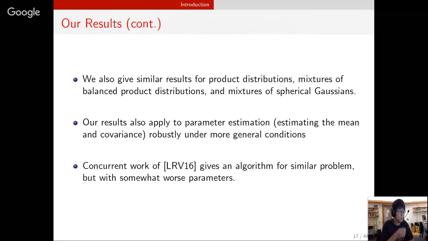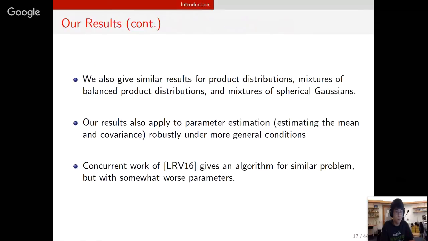Okay. And finally, I want to mention a concurrent work of Lai, Rao, and Vempala, which also appeared in FOCS this year, and gives an algorithm for a similar problem cast in a more general setting, but they seem to get somewhat worse parameters. I don't want to discuss this too much, but we can compare. I'm happy to compare these offline if anybody's interested. Okay, if there are no questions, I'm going to start diving into the intuition of the technical stuff.